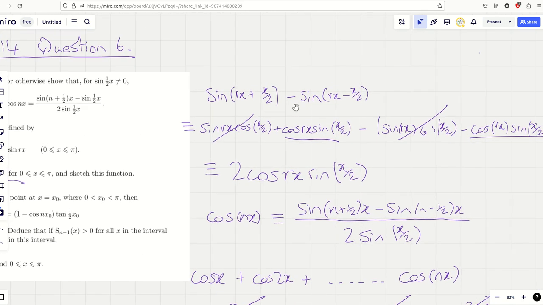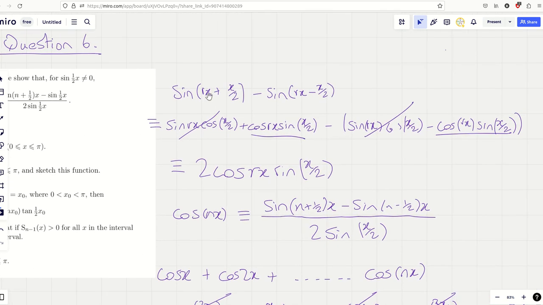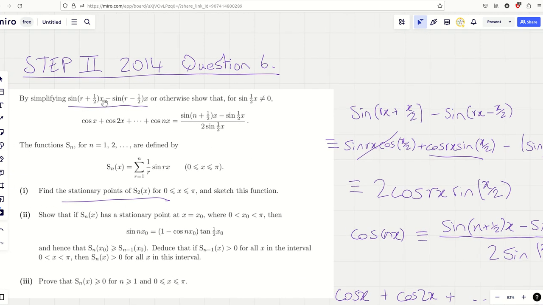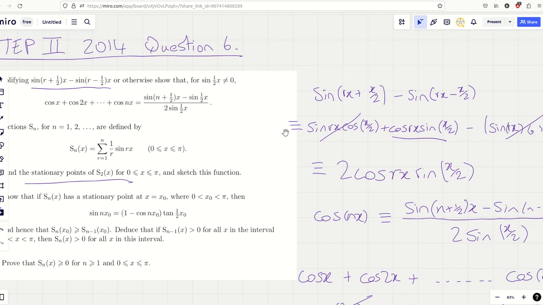So we'll simplify this. Seems pretty obvious to use compound angles, so sine rx cos x over 2 plus cos rx sine x over 2 minus sine rx cos x over 2 minus cos rx sine x over 2. Everything cancels and you get 2 cos rx sine x over 2. So it's pretty easy to simplify that. It's not so obvious though why that helps us deal with this.